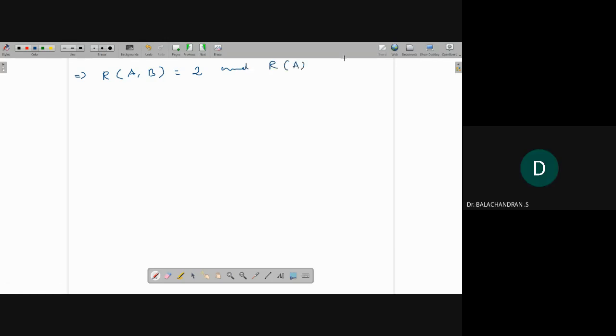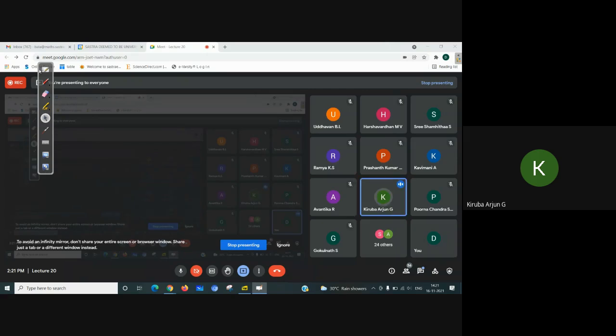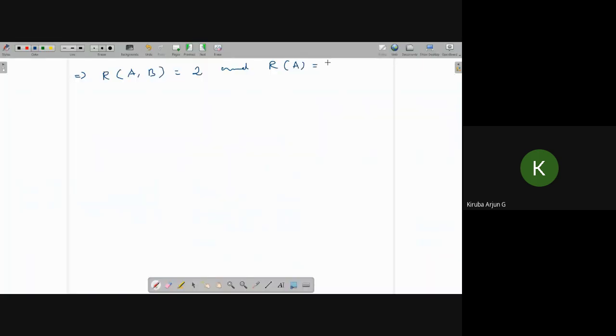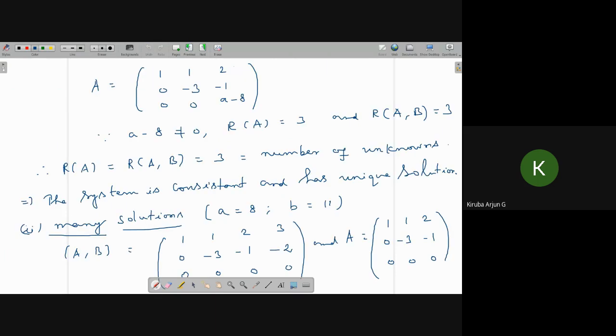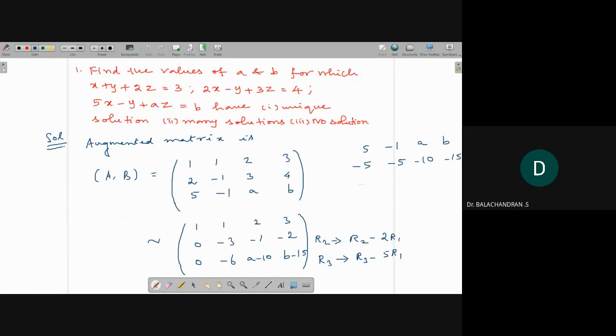Sir, sorry, question? Sir, in the question, have they already given unique or many solutions? Then we only need to find the values of A and B. Yes, yes. So we need to actually find the values of A and B for which we have a unique solution, okay? So first you need to find A and B, and you need to justify that your A and B will satisfy the unique solution.